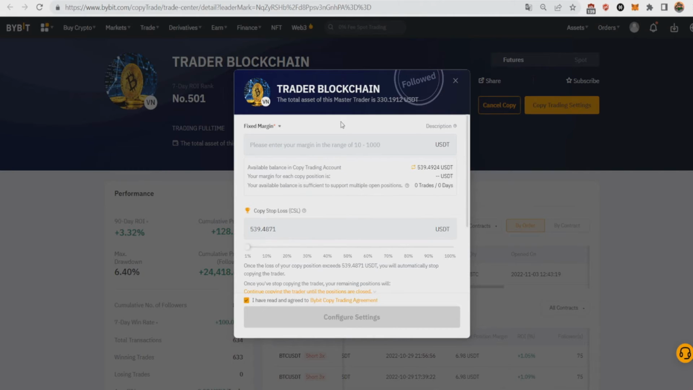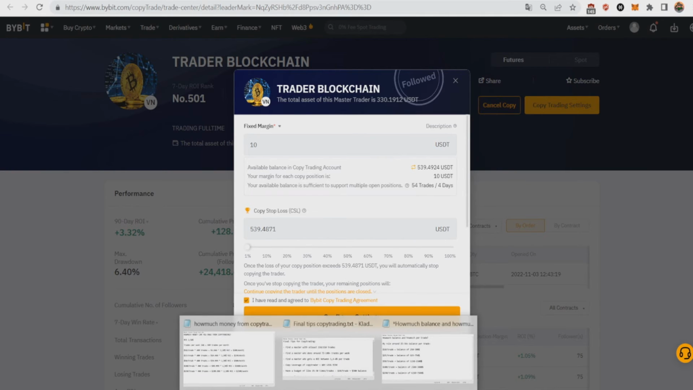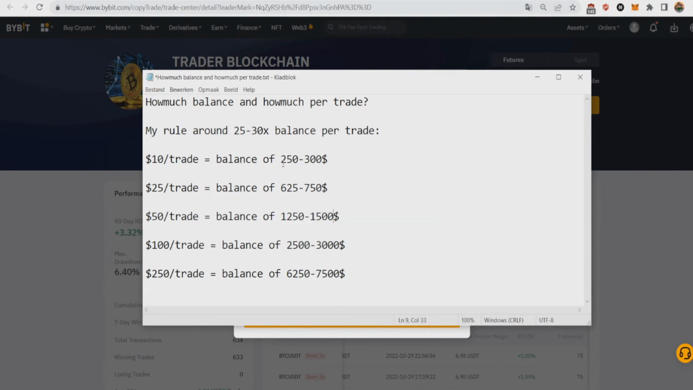So the next important step is choosing your copy trading settings. They're gonna ask you to choose a range between $10 minimum and $1,000. So if you do $10, let's say in my example, you will have 54 trades in 4 days, they say. But do you need 54 trades? No, guys. I will give you a great example. So how much balance and how much per trade? Really easy to explain. This is from my experience of 6 weeks of copy trading.